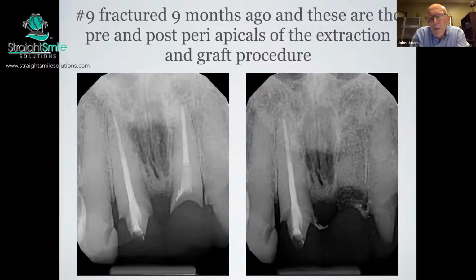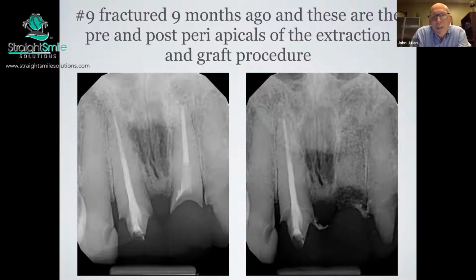the patient broke a crown on number 9. At that time, the dentist deemed the tooth non-restorable, so he extracted number 9 and placed a graft. He then proceeded to do a 3-unit bridge from 8 to 10.